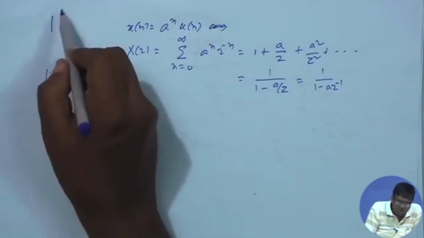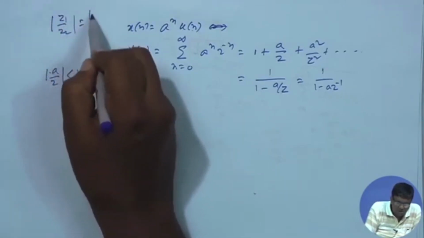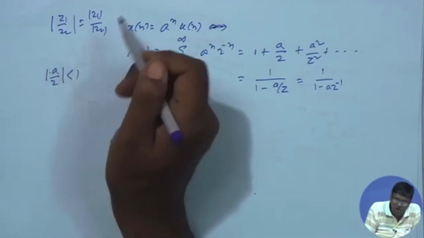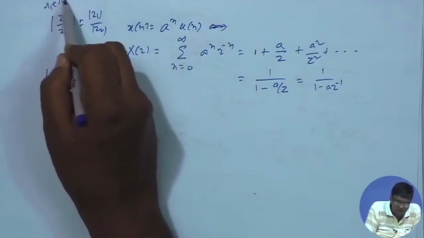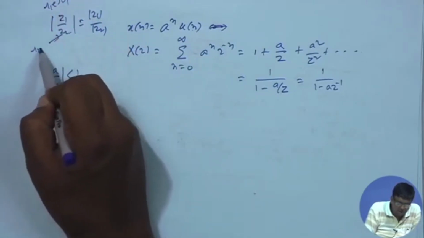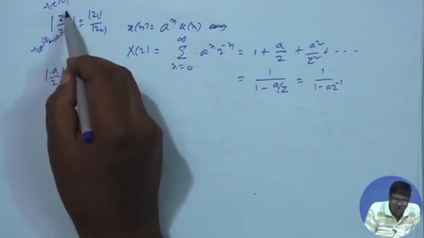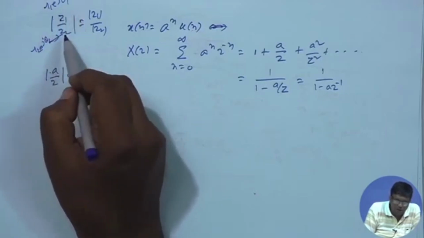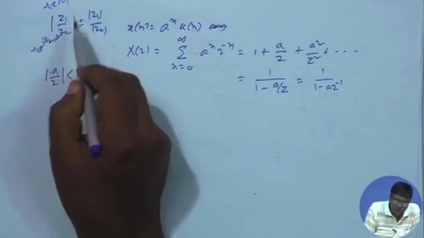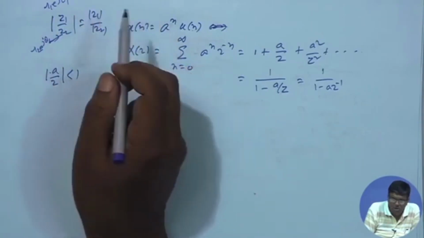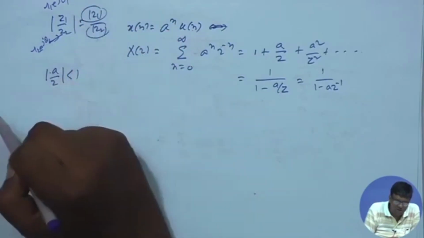You know that mod of z1 by z2 is same as mod z1 by mod z2. If you do not remember, if you do not understand, remember z1, if you write as r1 e to the power j theta1, and z2 as r2 e to the power j theta2, the division gives r1 by r2 into e to the power j (theta1 minus theta2). Mod of that will be r1 by r2 into mod of e to the power j (theta1 minus theta2), but e to the power j (theta1 minus theta2) has mod 1. So, it will be r1 by r2, and r1 is this, r2 is this.